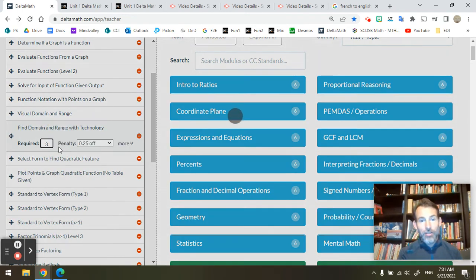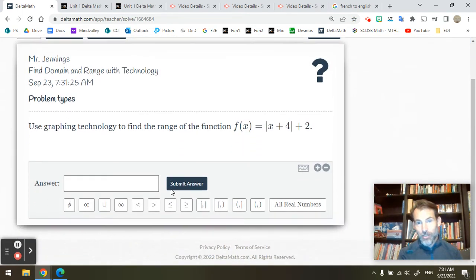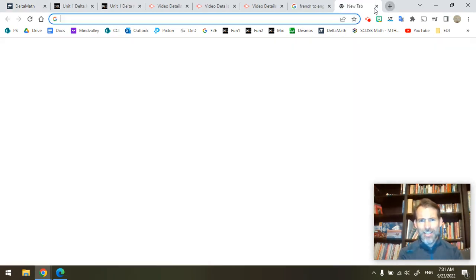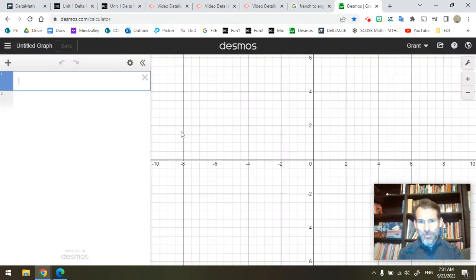Find domain and range with technology. Well, you can use technology or you can just know all your functions, which you will by the end of the course. But for now, you could take this function and you could try and copy paste it into Desmos. I don't think that's going to work. Let's see. I copied it. I put it into Desmos. It did work. Why didn't it work?